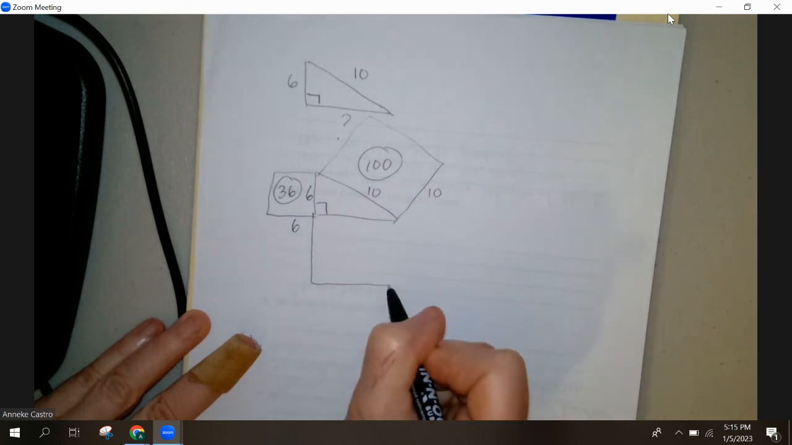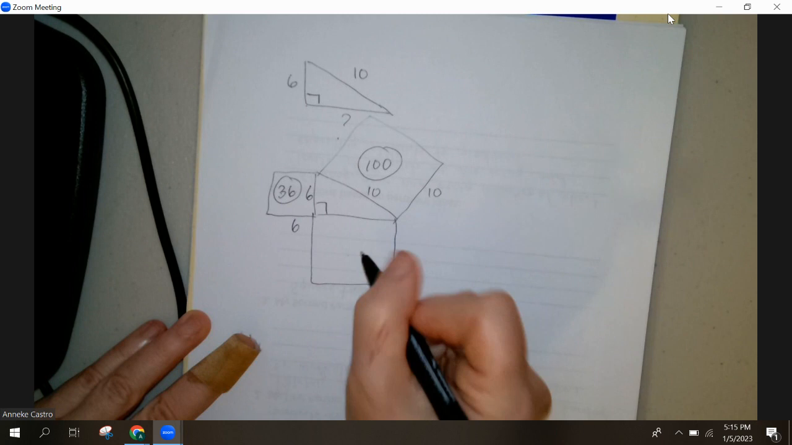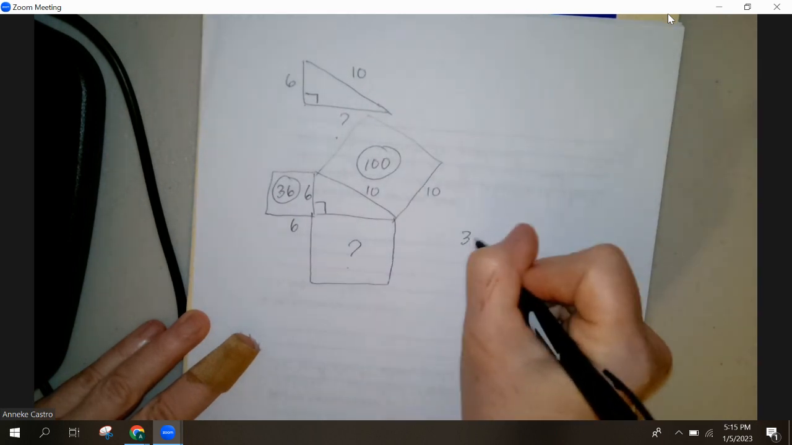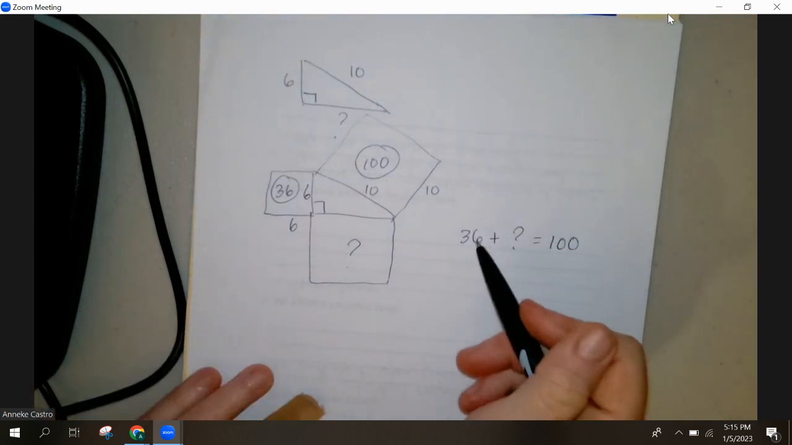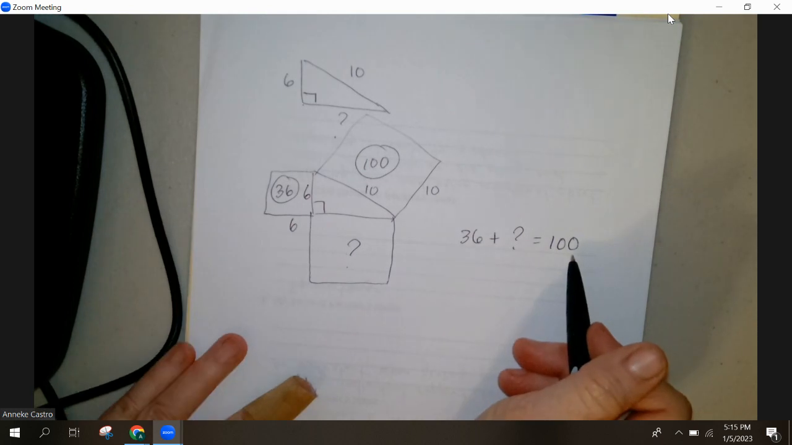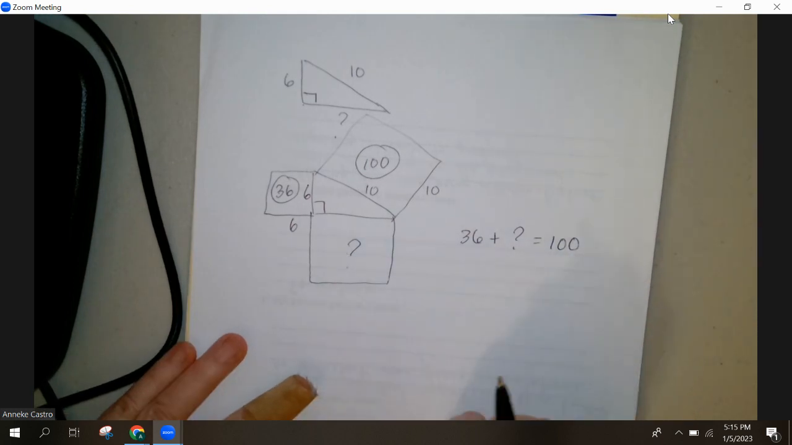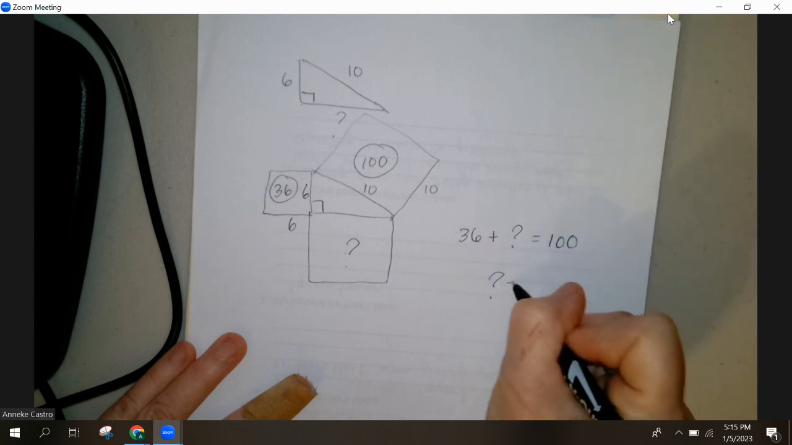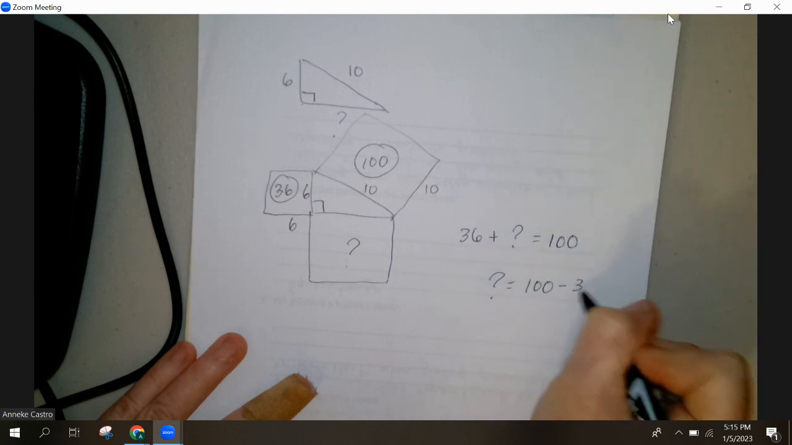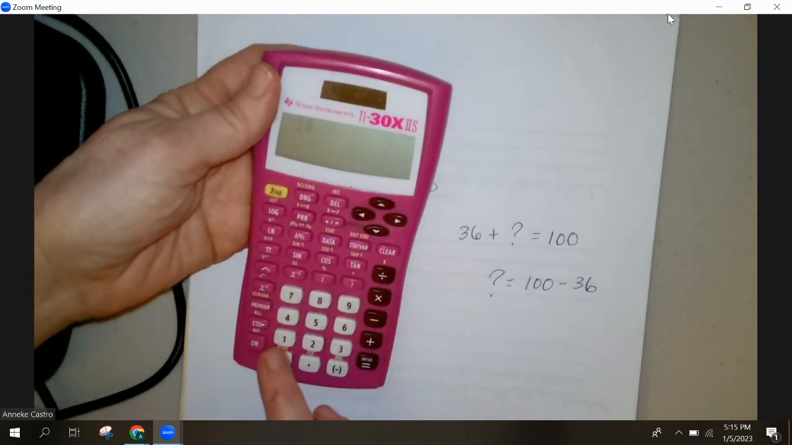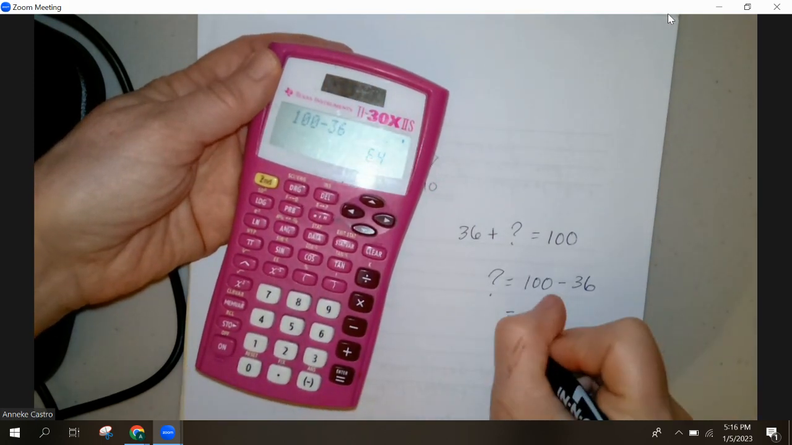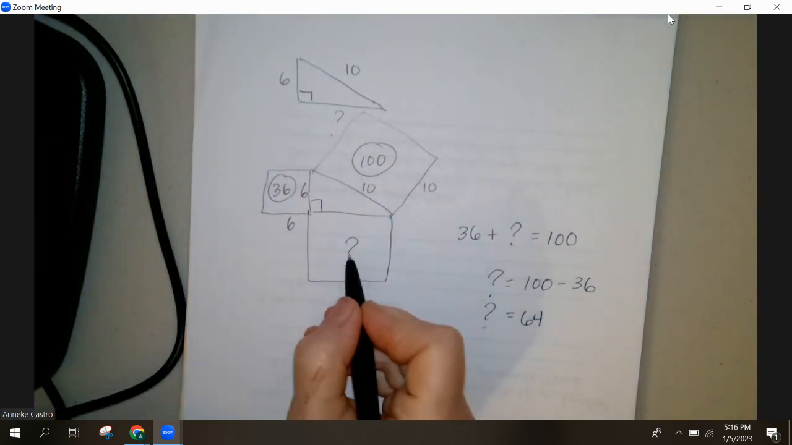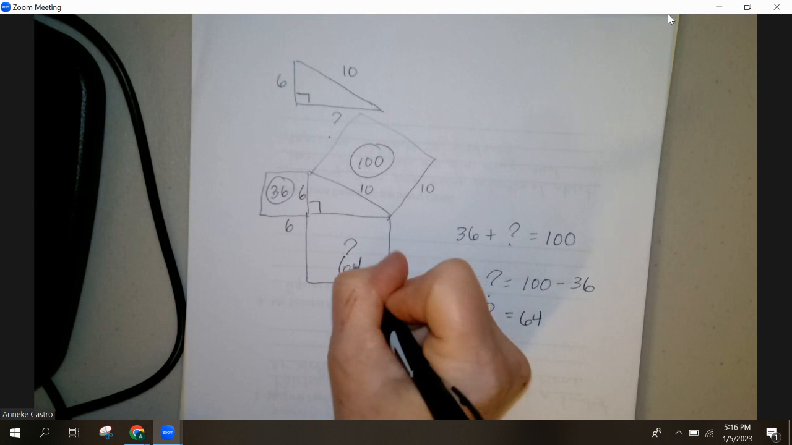But what is going to be this area? Well, I know 36 plus this has to equal 100. So 36 plus something has to equal 100. To figure that out, I can just subtract the 36 from the 100, and that'll give me the area of this square. So this missing area, I can get by doing 100 minus the 36, and I get 64. So remember though, that's the area. This has an area of 64.